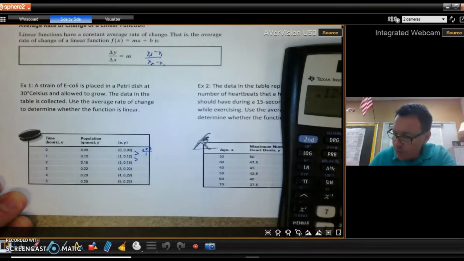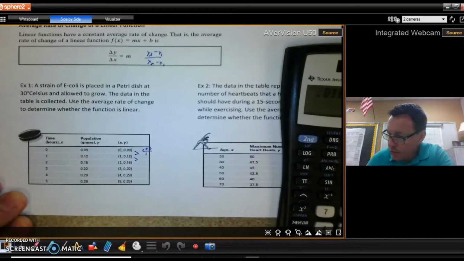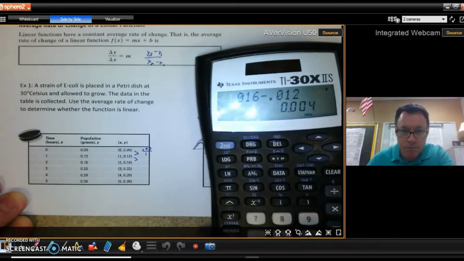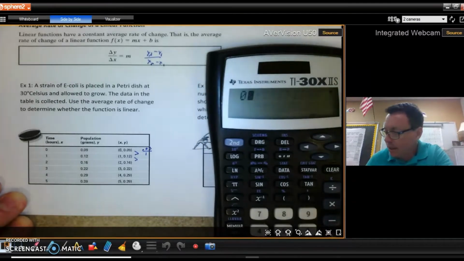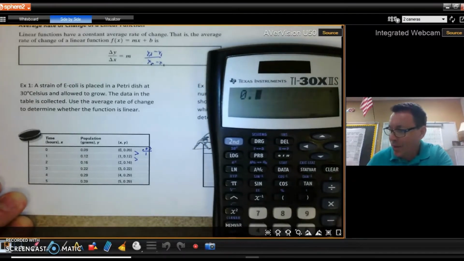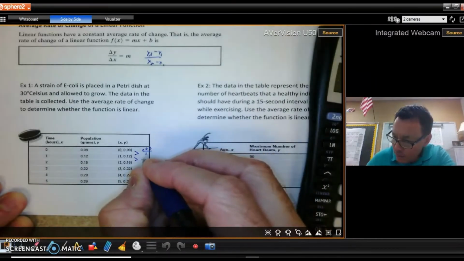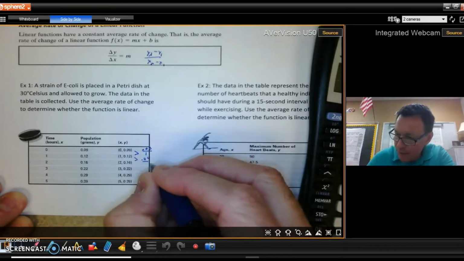Now, let's look at this one. So 0.16 minus 0.12 is going to be, I said that wrong. 0.16 minus 0.12, and we're going to get 0.04. 0.04 over, and again, over 1.